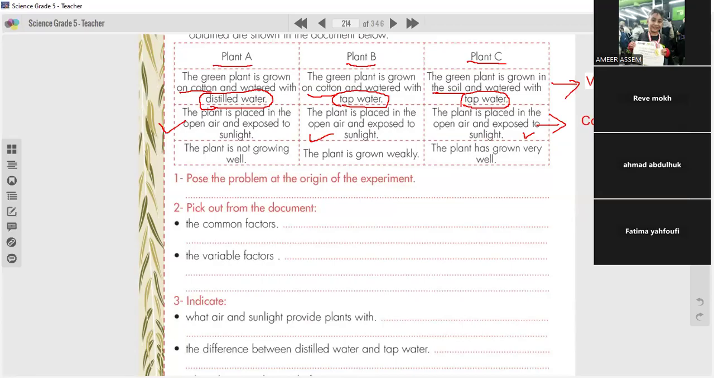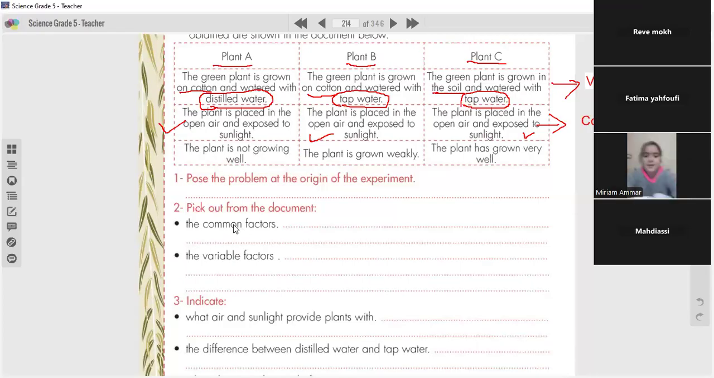Okay, let's go to another student. Amira Asim, please lower your hand. Ahmad, the same. Please give a chance to another student. Miriam Ammar, you were reading, yeah, Miriam. Continue, please. Just I'm explaining. Start.